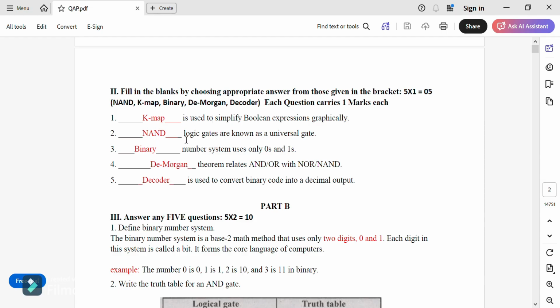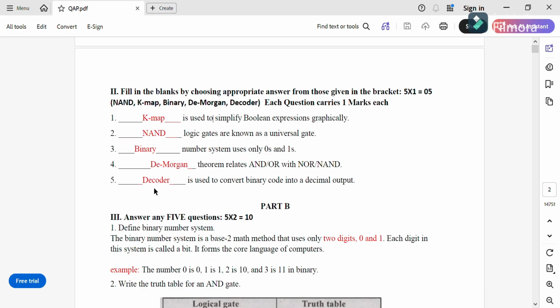Second, dash logic gates are known as the universal gate. So NAND is the correct answer. Next, dash number system uses zeros and ones. Already they have given the bracket, so binary uses zeros and ones. Dash theorem relates AND, OR with NOR and NAND. So De Morgan's theorem uses the AND, OR.